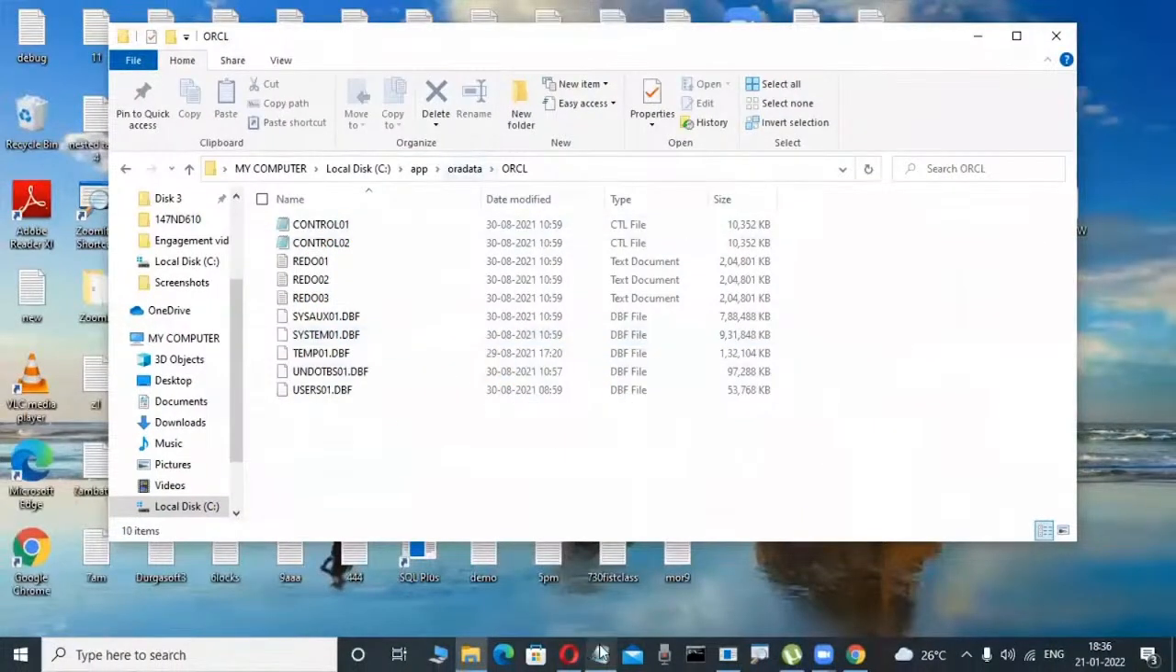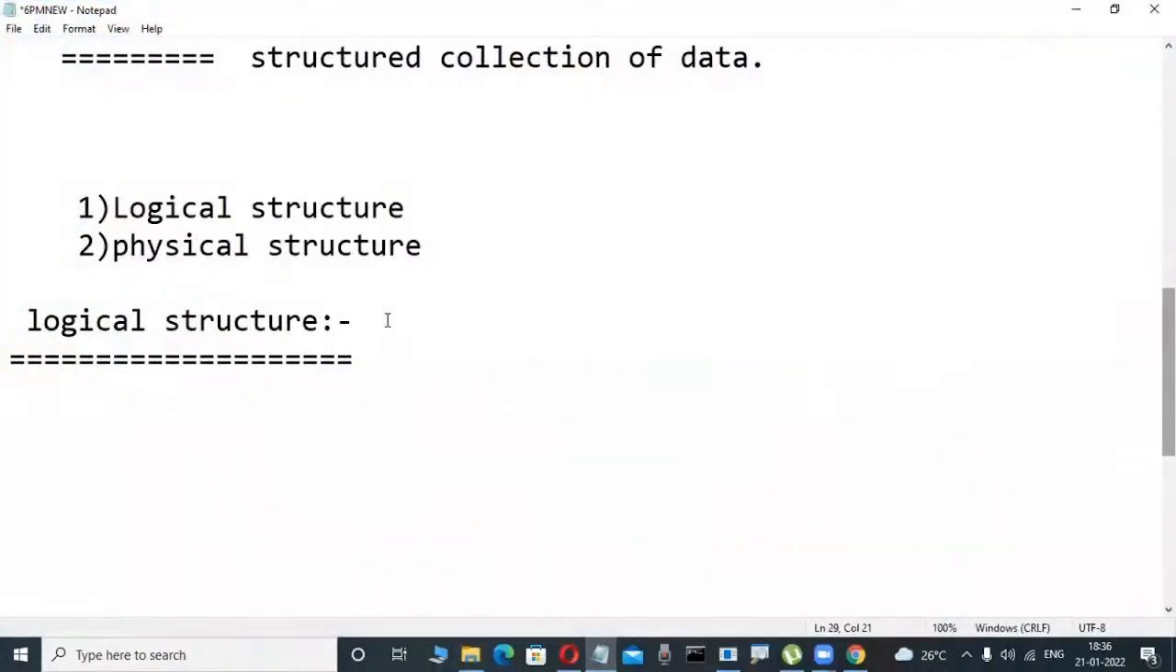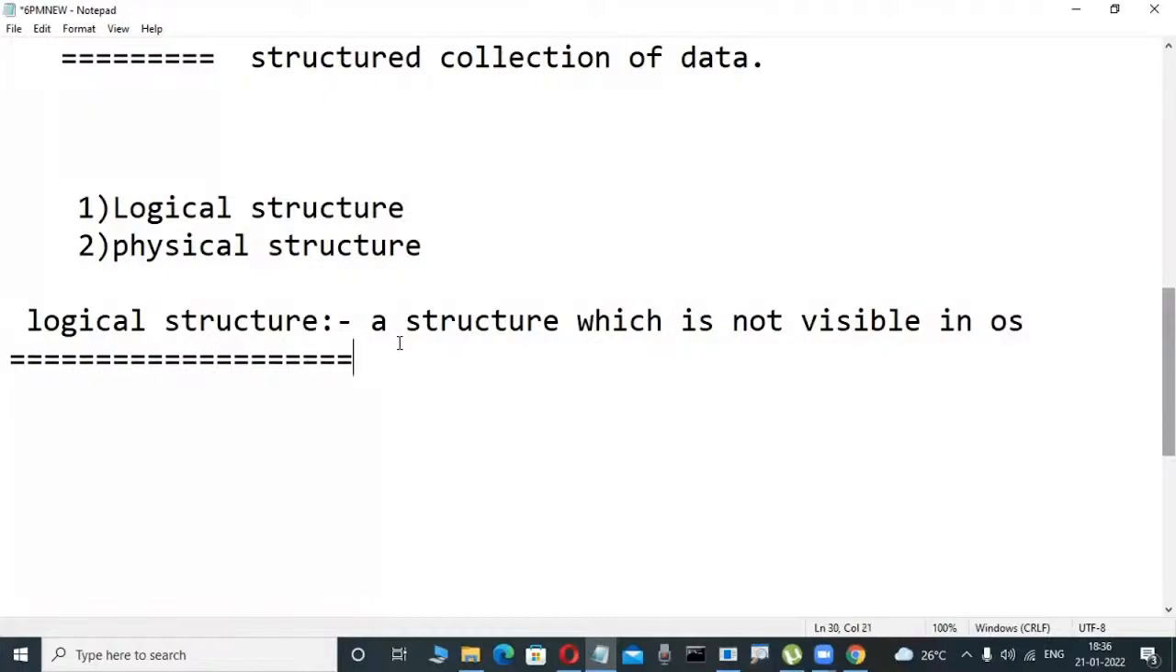That's why, what a logical structure means, don't write it: a structure, here a database structure, don't worry, a structure which is not visible in the operating system, in the OS, is called a logical structure, the logical structure of the database.